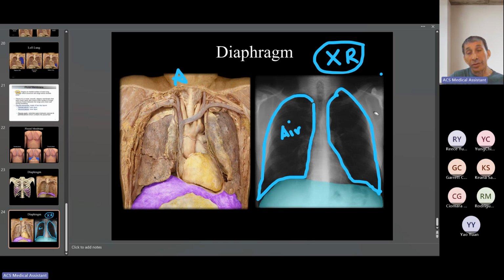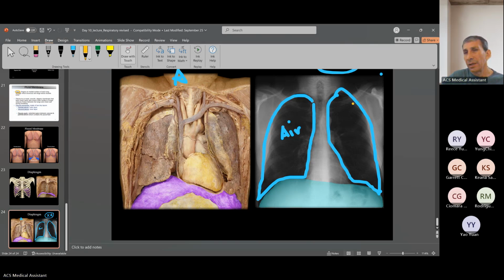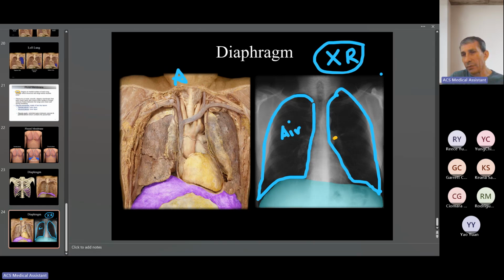Any other structures that are not air, that are solids, are going to look light. They're going to look white. See, right here, we can see the ribs going around because it goes through the ribs. We see right here the bronchi, the bronchioles. See the branches? The branches can be seen right here. So they look white.